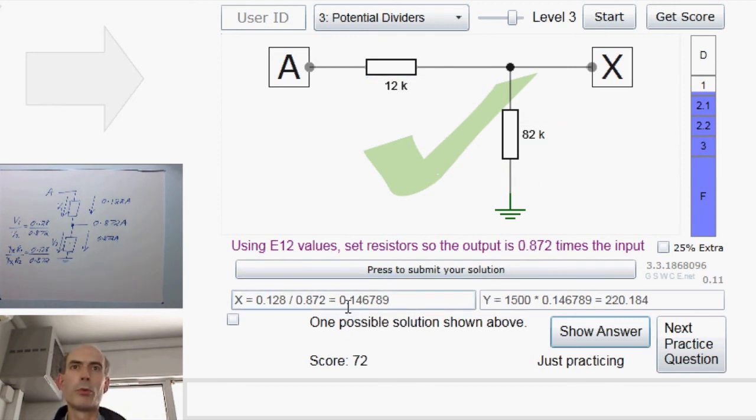The ratio would be 0.146789. Right, I think that's all the different ones at level 3, or most of them anyway.